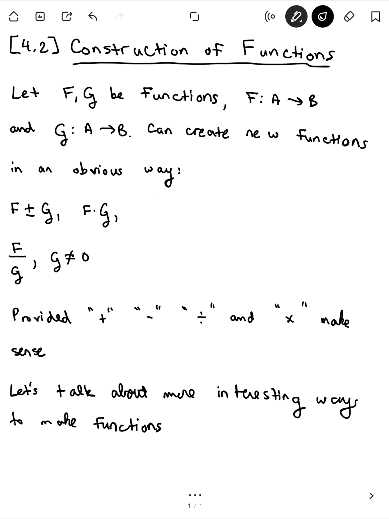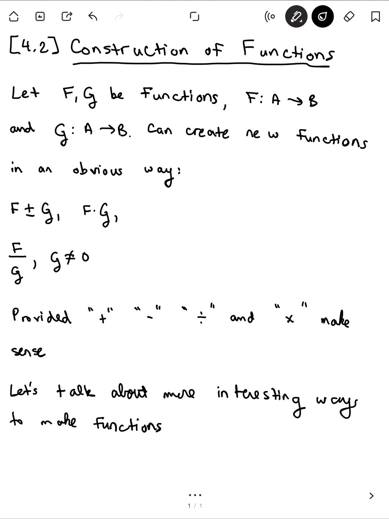Hey guys, today we're going to talk about construction of different types of functions. Section 4.1 dealt with the fundamental development of the idea of functions and some basic definitions therein. But obviously if you have one function, sometimes you'll be tempted, or at least I'm tempted, to understand how to create more interesting functions from the ones that I'm already studying. And so section 4.2 is going to be dealing with the construction of functions.